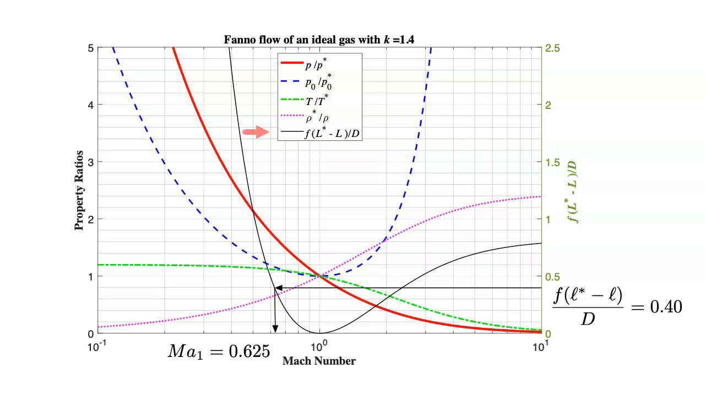From the legend for the figure, we see that the Fanno flow parameter we just calculated corresponds to the solid black line and the y-axis on the right. For our value of 0.40, we read horizontally over to the solid black line and down to the Mach number of 0.625 for section 1. Again, this can also be obtained using an online calculator for Fanno flow.